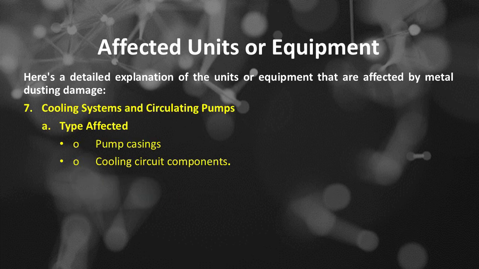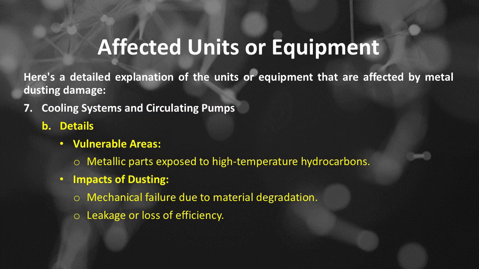Number 7 of the units or equipment that are affected by metal dusting damage is cooling systems and circulating pumps. Types affected such as pump casings and cooling circuit components. Cooling systems and circulating pumps details, vulnerable areas are metallic parts exposed to high temperature hydrocarbons. Impacts of dusting are mechanical failure due to material degradation, and leakage or loss of efficiency.